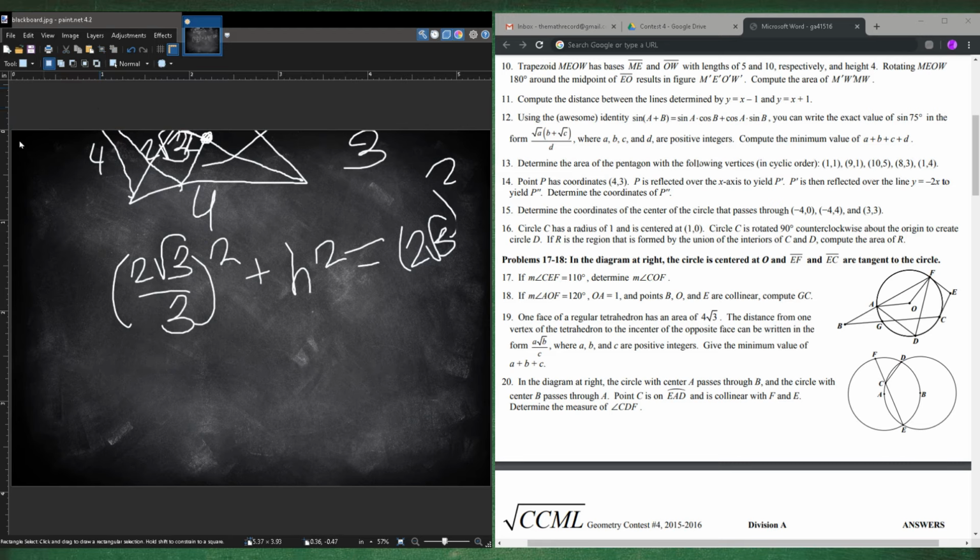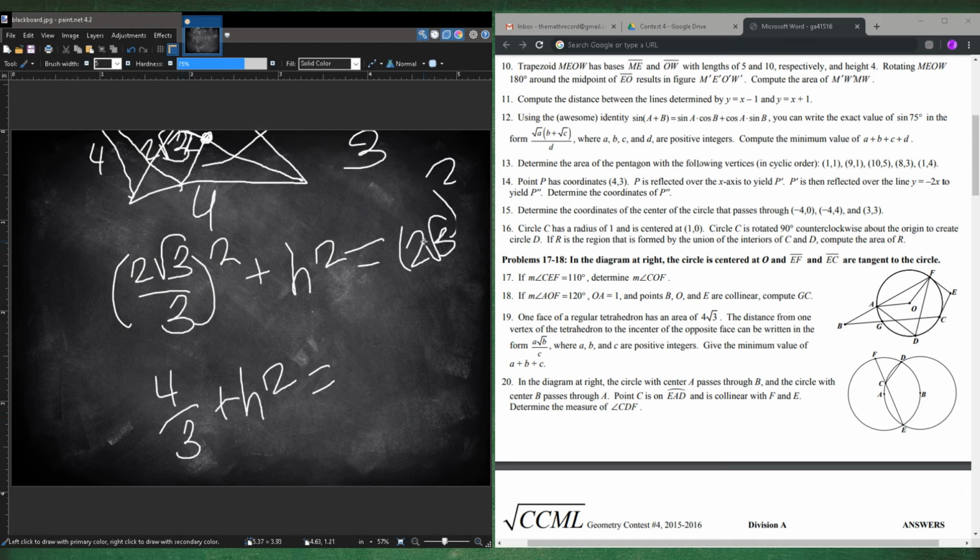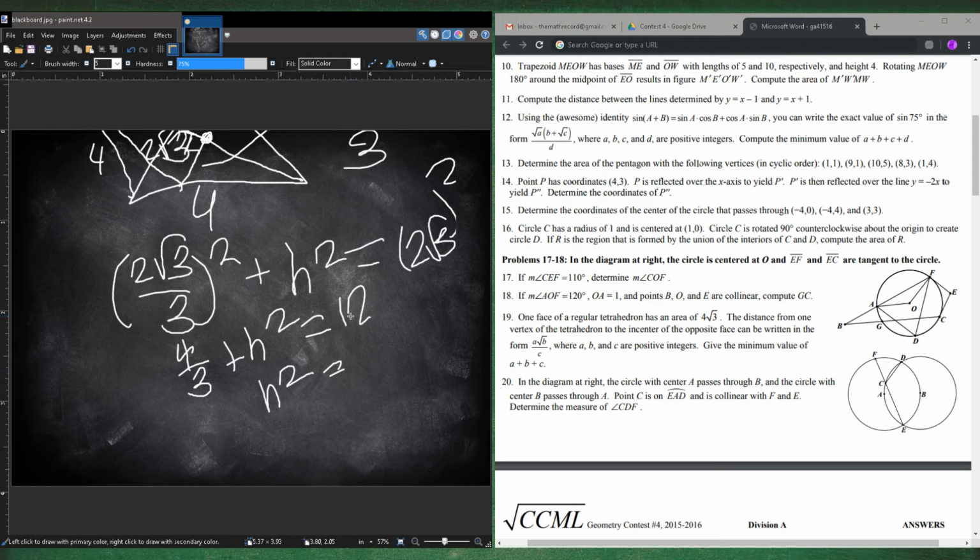Okay. And now that's 4, that's 3, and that's 9. So this is just 4/3 plus h squared. That's 4 and that's 12. So actually, let's move this a little bit up. 4/3 plus h squared is equal to 12. So h squared is equal to 12 minus 4/3, the same thing as 36 over 3 minus 4 over 3. So this is 32 over 3, subtracting it out. So h would be the same thing as 4 square root 2 over square root 3.